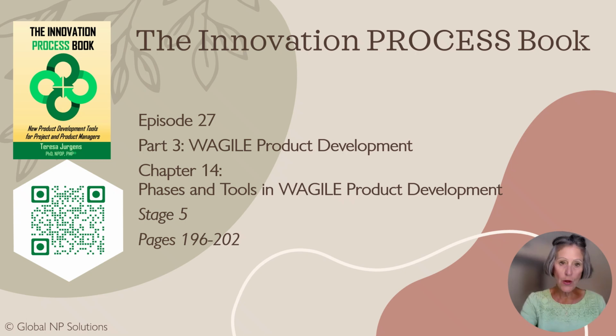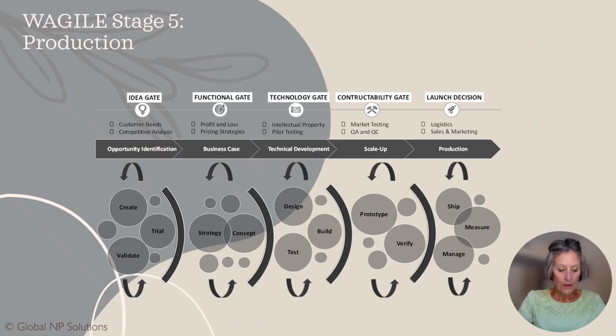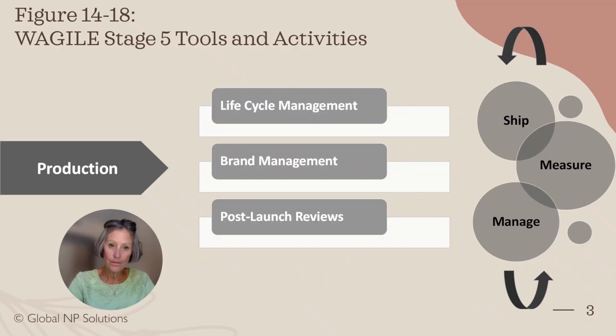So let's go ahead and get started with the last section of Chapter 14, Stage 5. Stage 5, production. Once a new product is commercialized, it is really no different than any other product in the company's portfolio. Some activities in Stage 5 lead to the launch decision, while others are conducted after the product is commercialized. Some tools and activities for the production stage in WAGILE product development are shown here in Figure 14-18.